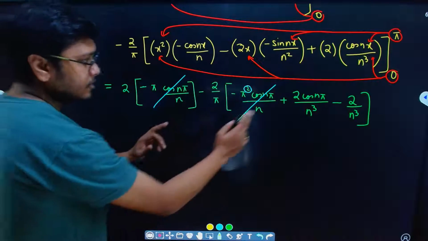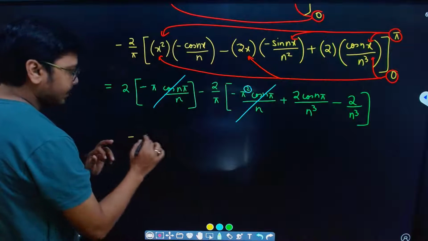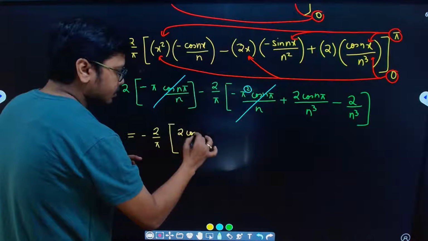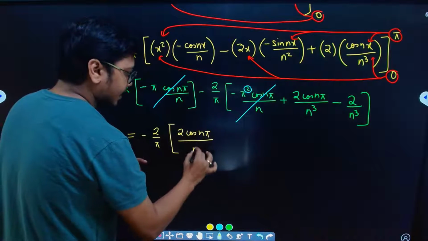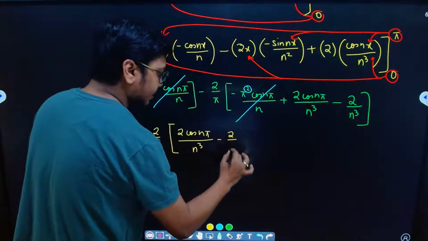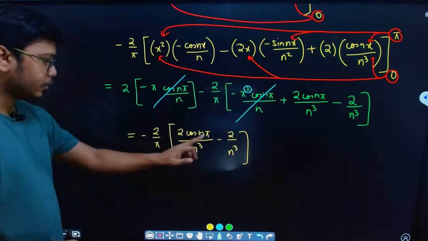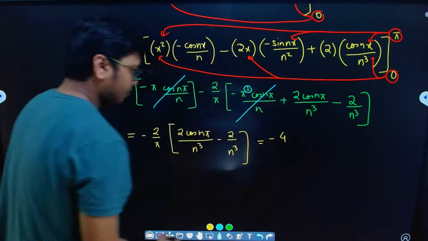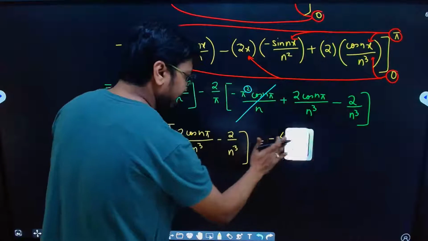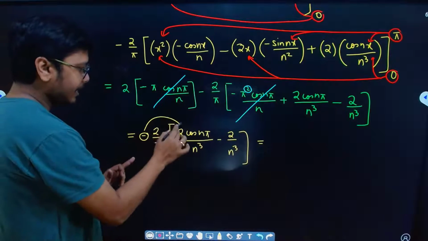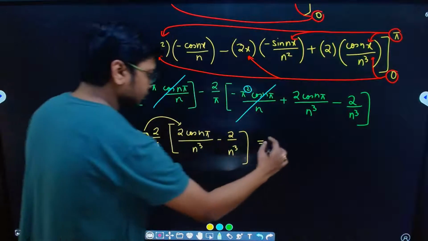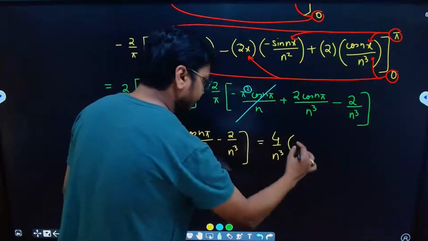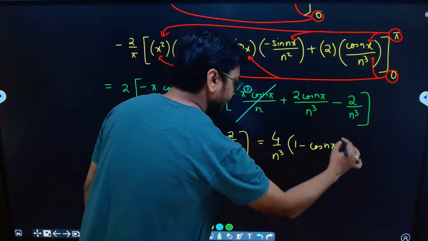So what I have is this term and this term. So I have minus 2 by pi, 2 cos n pi by n cube minus 2 by n cube. So I can take a 2 by n cube common. So I will have minus 4. So let me put this minus inside. So 4 by n cube, I'll have 1 minus cos n pi.